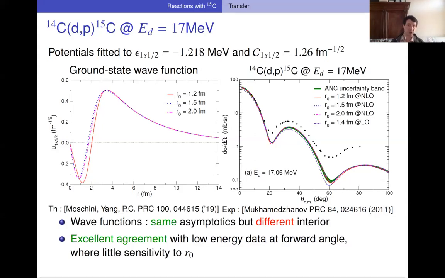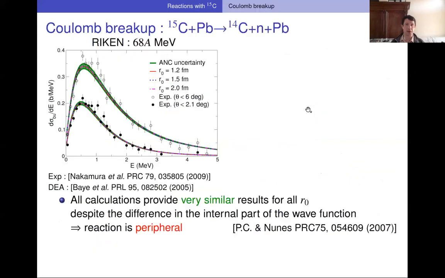So this is for transfer. Transfer works fine. So what about Coulomb breakup? Coulomb breakup has been measured for carbon-15 in 2 different labs, RIKEN and GSI.